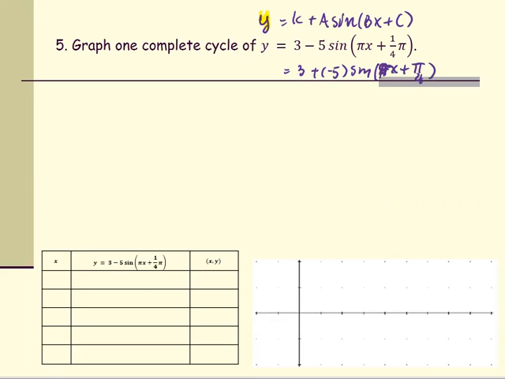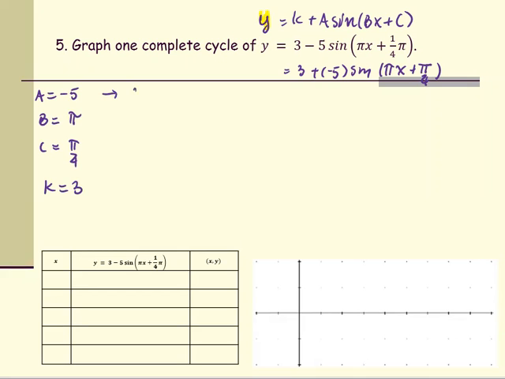So we're going to make a list. Let me clean this up a little bit. So this is pi x plus pi over 4. Make a list. The a equals negative 5. The b equals pi. The c equals pi over 4. And the k is 3.